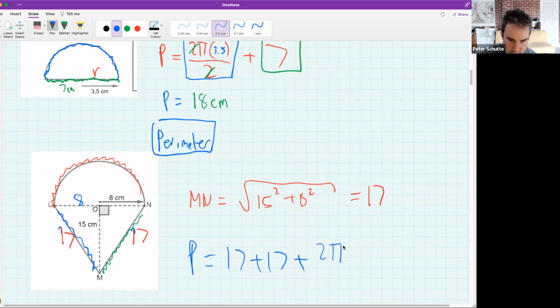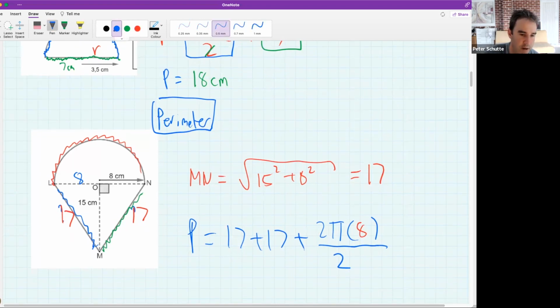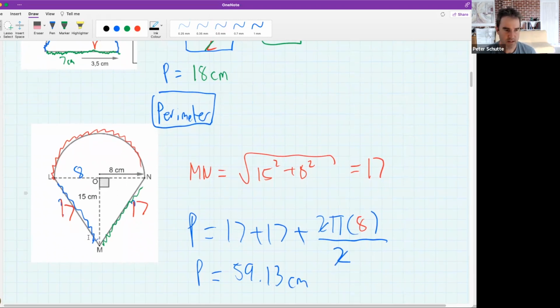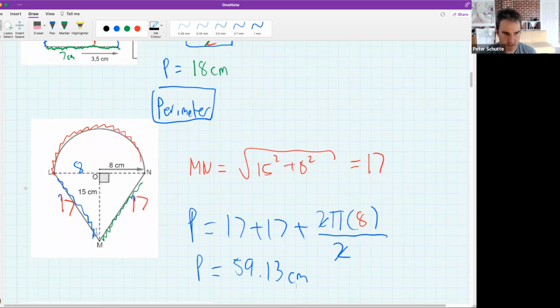All I'm going to do is say 2 pi r, which was the circumference of a full circle, and then divide it by 2. The r value was 8. So my perimeter should be equal to, in fact, these 2's are going to cancel out, 17 plus 17 plus pi times 8. And we should get 59.13 centimeters. Okay, well done, everyone.